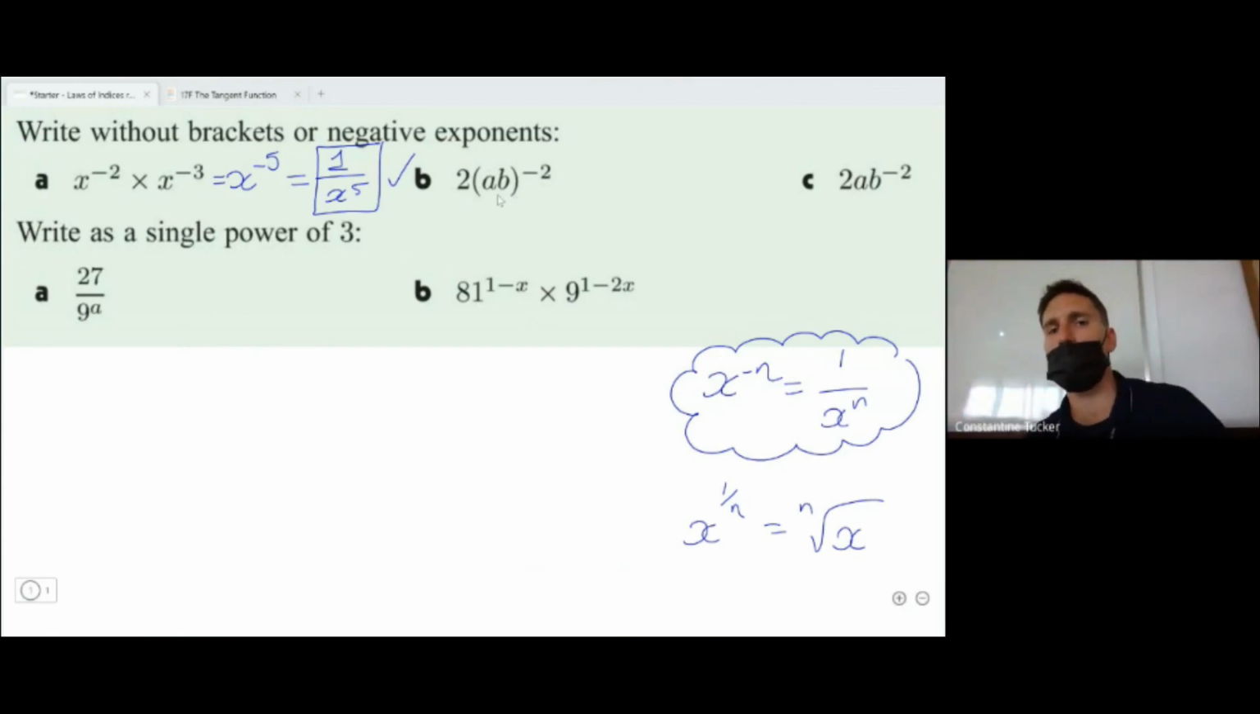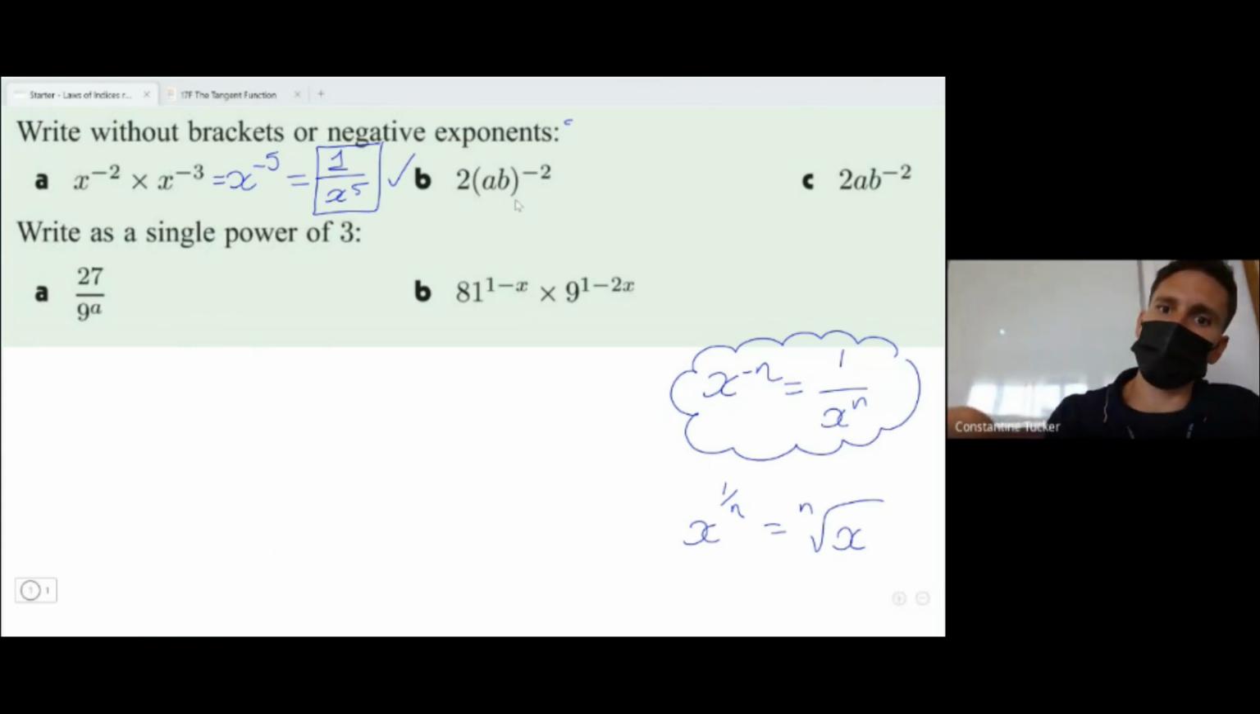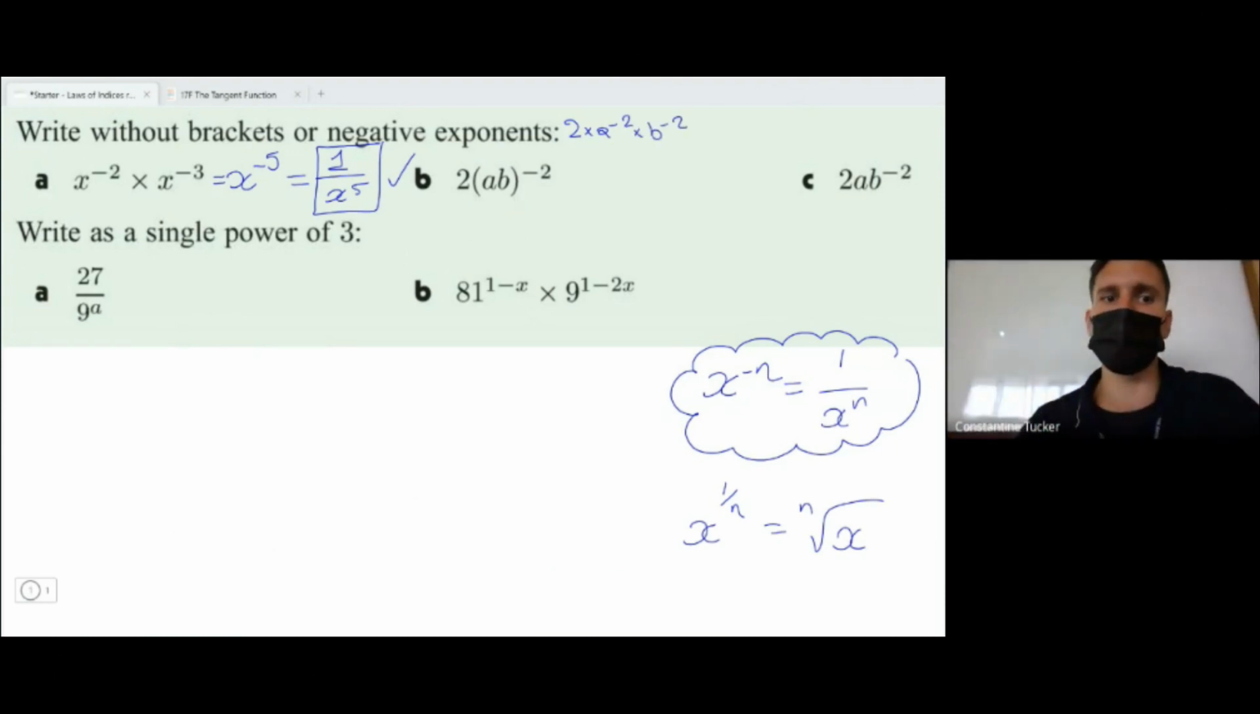2 times ab to the power of minus 2. Let's do it. Okay, so that's one way of doing it. So you're saying it's going to be 2 times a to the minus 2 times b to the minus 2, right? That's definitely one way to do it, but it says get rid of negative powers.